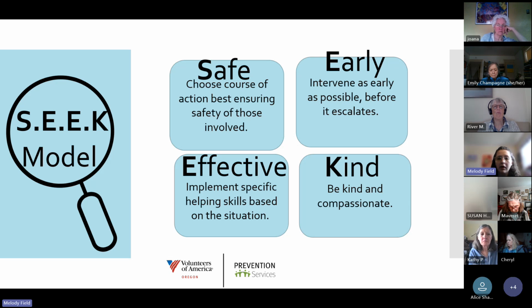So we also have the SEEK model, which means intervening safely, early, effectively, and kindly. We want to choose a course of action that best ensures the safety of those involved, as I had mentioned. That's the core of bystander intervention. And this is where your instincts, your own experience, and your social identities will come into play. So trying to practice perspective taking and putting yourself in the other person's shoes when you're assessing for safety can be helpful. And safety should always be a driving force in determining how you intervene.